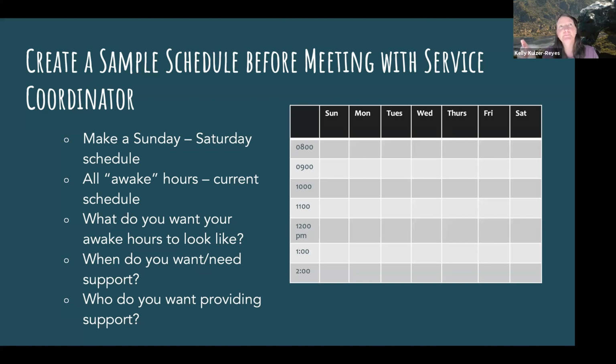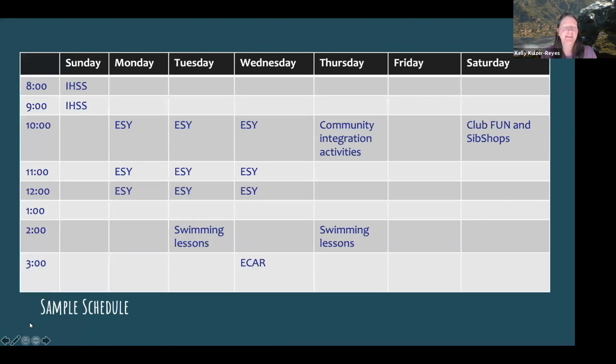So if you have 20 hours per month, you'd want to put 5 hours per week for your respite on this kind of schedule. And once you do that, it would look something like this. Maybe I have a couple of hours of IHSS on Sundays. I use those hours in addition to my overnight hours. Maybe my child has ESY 3 days a week in the summer for 3 hours each day.